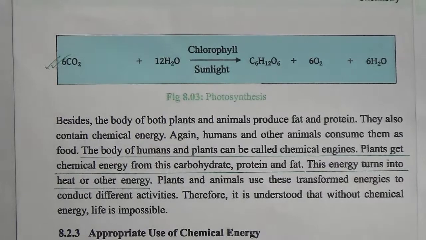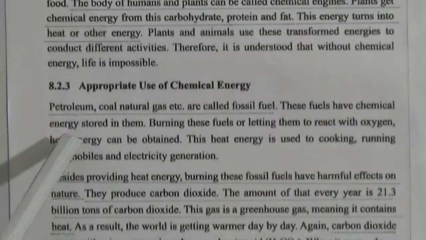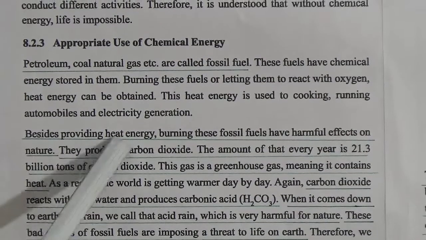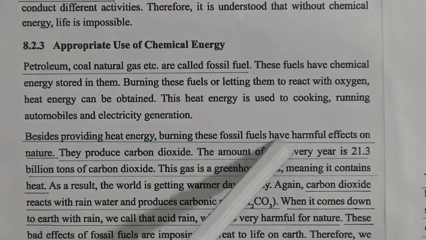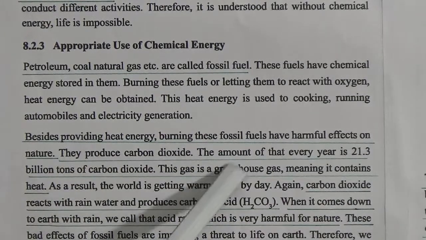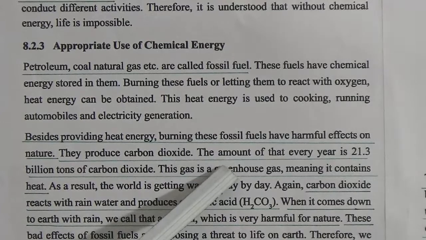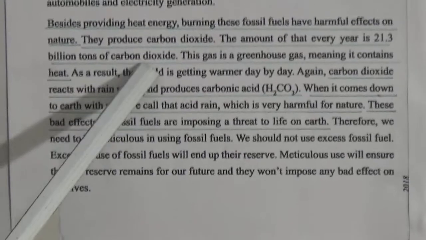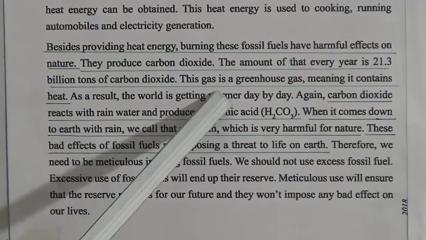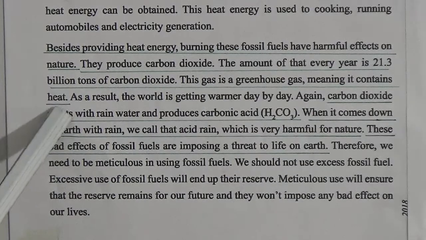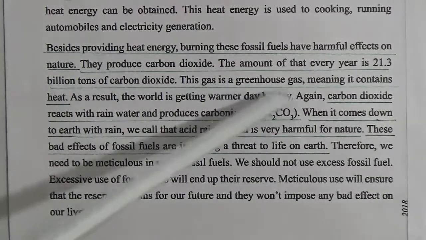Now come to the appropriate use of chemical energy. Petroleum, coal, natural gas, etc. are fossil fuels. Besides providing heat energy, burning these fossil fuels has harmful effects on nature, and they produce carbon dioxide. We know the amount of carbon dioxide every year is 21.3 billion tons. The gas is a greenhouse gas, meaning it can absorb heat, and the world is getting warmer day by day.